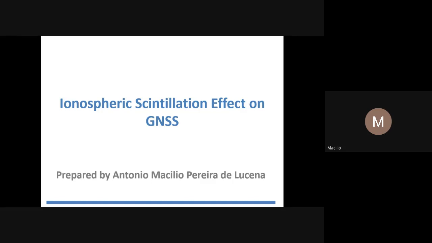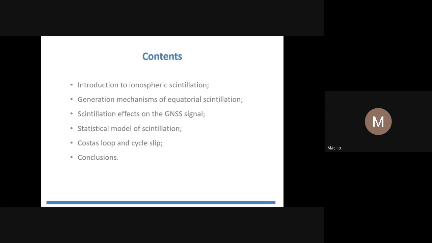Okay, my presentation is about ionospheric scintillation effect on GNSS. Basically, I will show an introduction to ionospheric scintillation. I will discuss some mechanism for generation of equatorial scintillation. I will show some measures that show the effect of scintillation on GNSS signal.